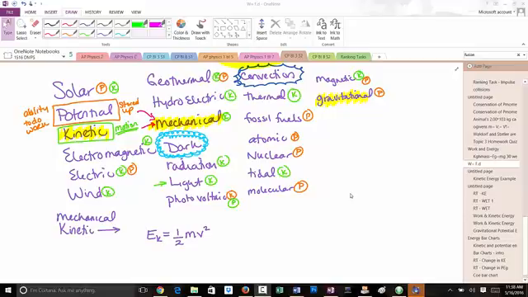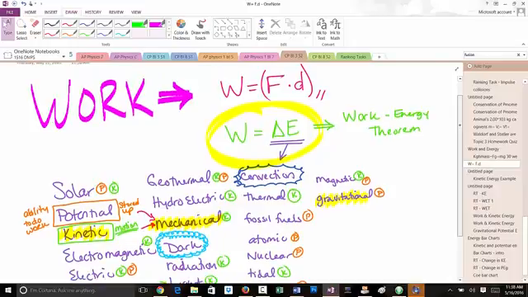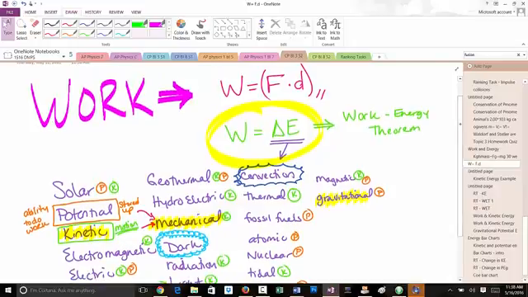So last time that we were together, we defined this idea of work. We said that work was force times distance. We said that a long time ago, a few days ago now, right? We also said that work was equal to change in energy. This is a big deal right here.